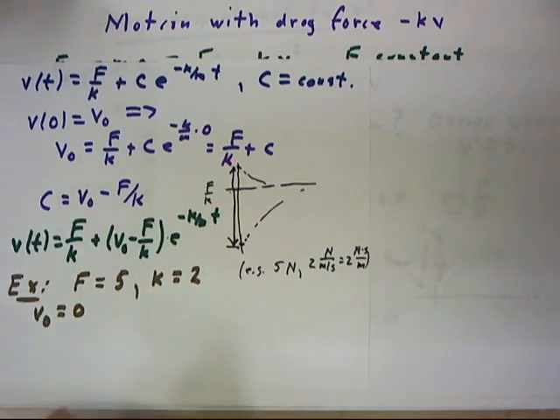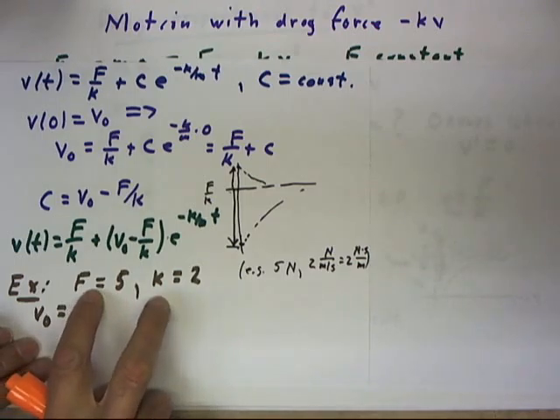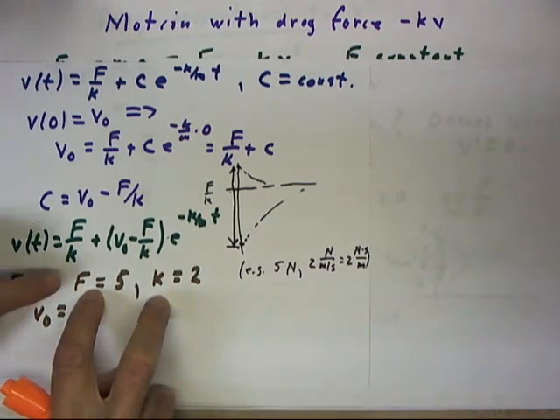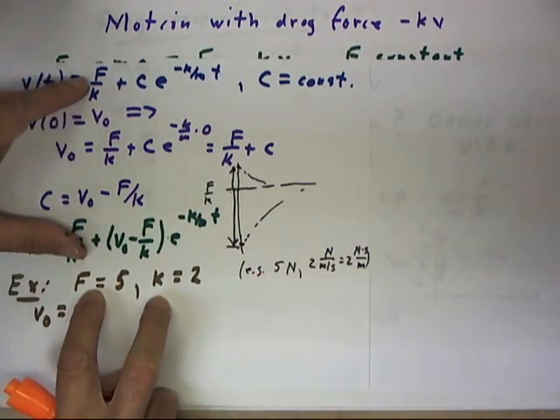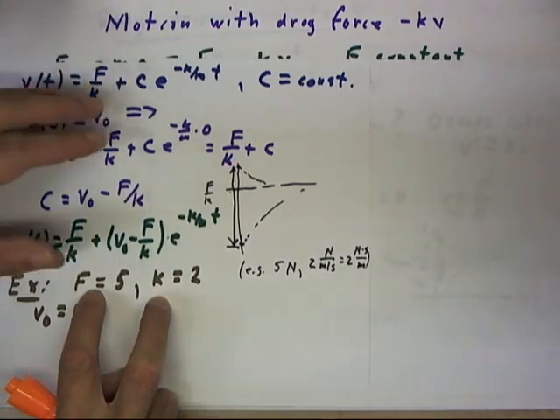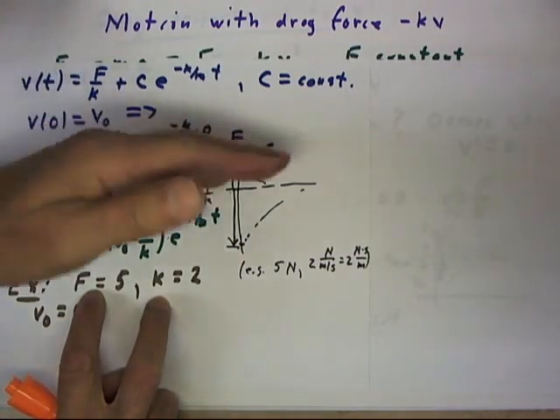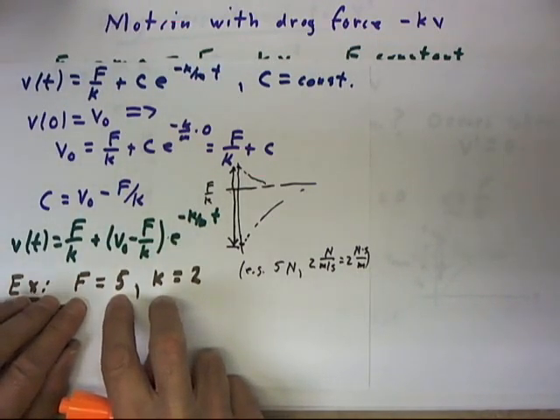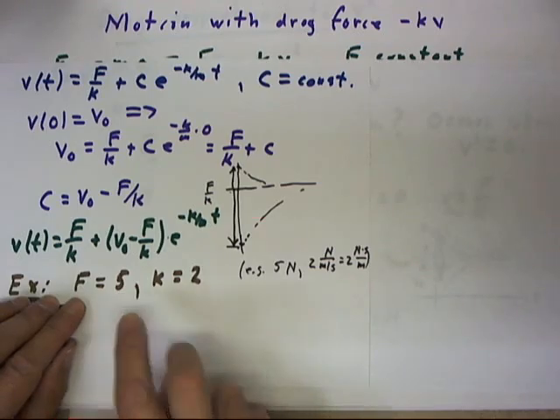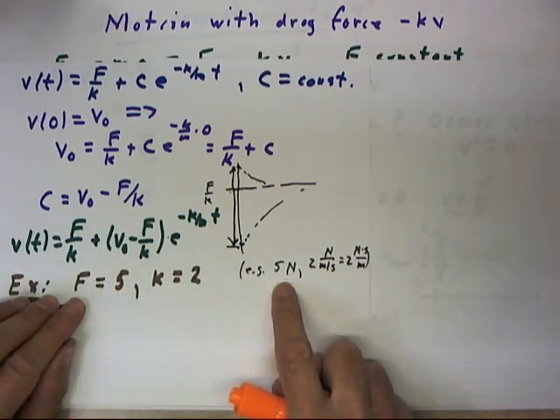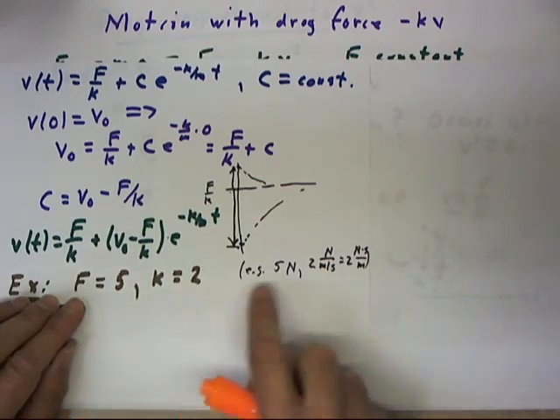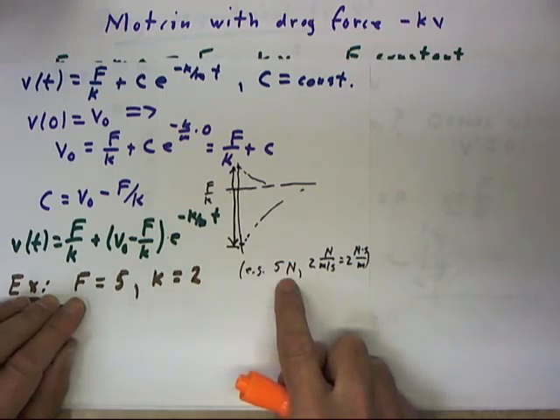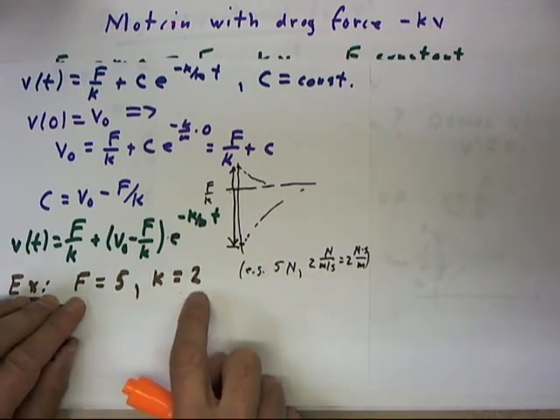For example, suppose that F equals 5 and K equals 2. Now remember, F just represents the constant force that would be acting on an object. Think of a marble or a pool ball rolling down an incline underwater, and you have a force of 5. That could represent 5 newtons. Maybe it's a bowling ball. 5 newtons of force, and K equals 2.